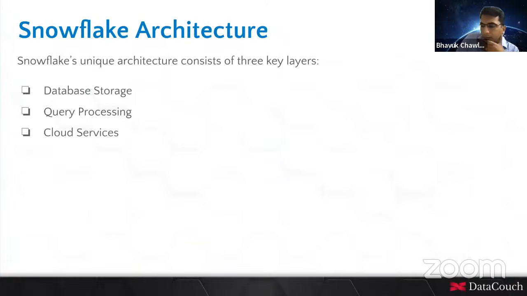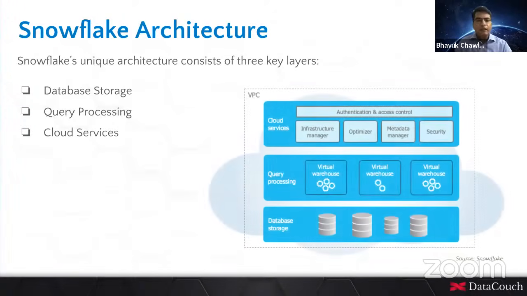So now Snowflake architecture. In Snowflake, this is a 3-layered architecture. This layer is called the database layer. This layer is the querying layer, and this layer is called the cloud services layer. In the database layer, we are storing our data. This storage layer can be on AWS, it can be on GCP, it can be on Azure.